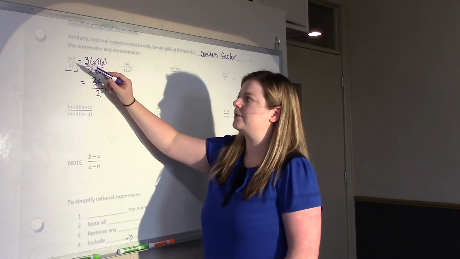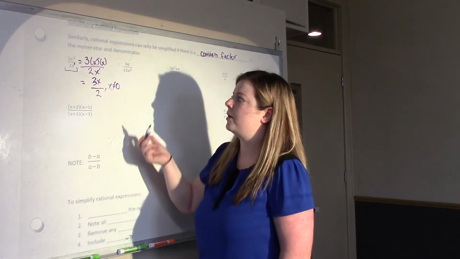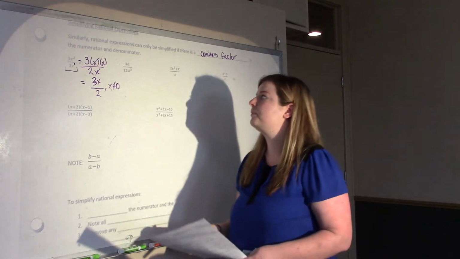Okay? Again, you can also just think about your exponent laws. x squared divided by x, you just subtract the exponents. This has an imaginary little 1 on it. 2 minus 1 is 1, so you just have an x to the power 1.